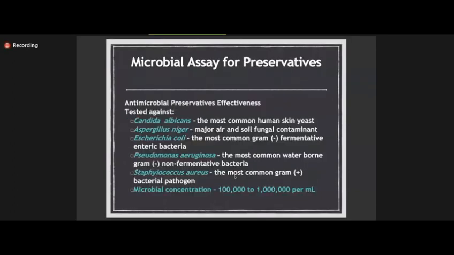Okay, so for preservatives, ito yung chine-check natin na mga bacteria or fungi against preservatives. Preservatives should be effective against Candida, Aspergillus, E. coli, Pseudomonas, and Staph. Meaning na-prevent niya yung growth ng mga organisms na ito. So that's for your preservatives.